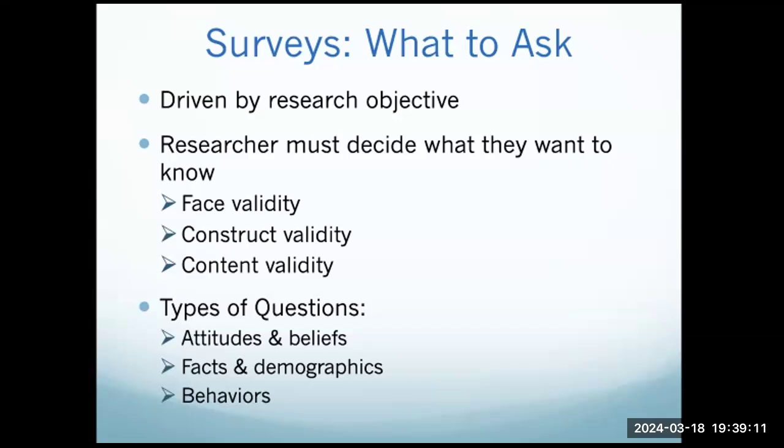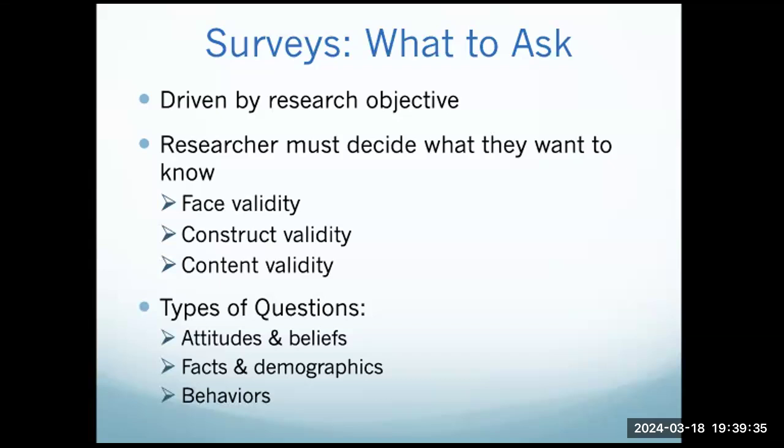So if we're talking about intelligence, you want to make sure it includes questions about mental processing, maybe about memory, about information retrieval, about creativity, all those different components. Content validity is that the experts of the field would agree that you have all these different aspects you're supposed to have.